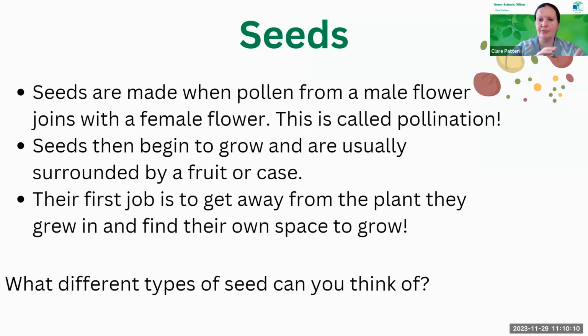Generally, whatever surrounds a seed is there to help it get away. It's not always a fruit. If you think of a helicopter seed, which grows on a sycamore or a maple tree, there's a tiny flat seed, but it's surrounded by almost like a wing, and this helps it to be moved by the wind, so it can blow quite far away from the tree.